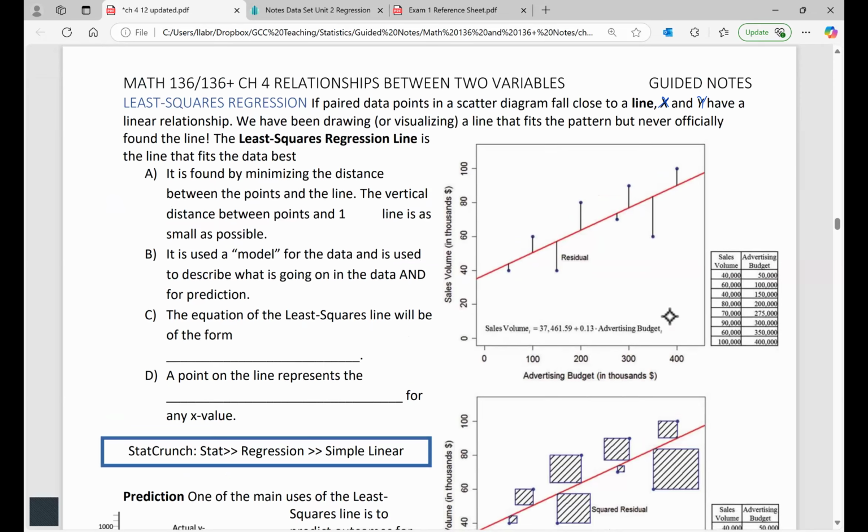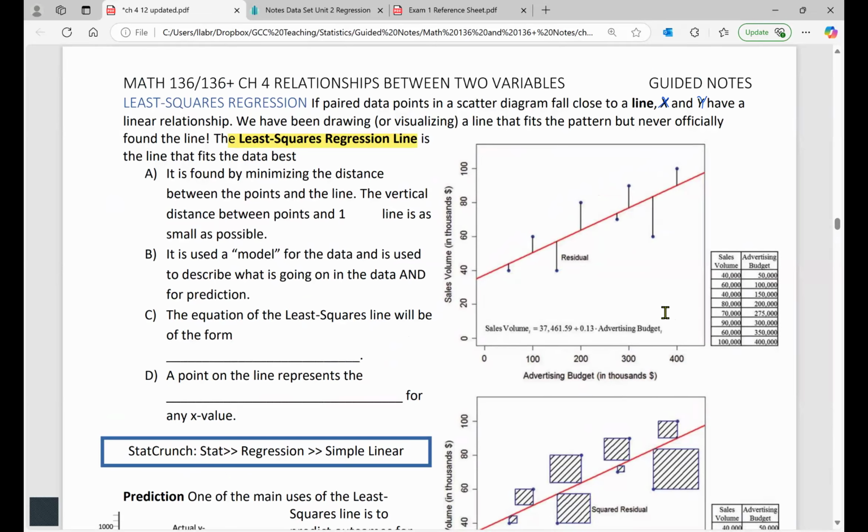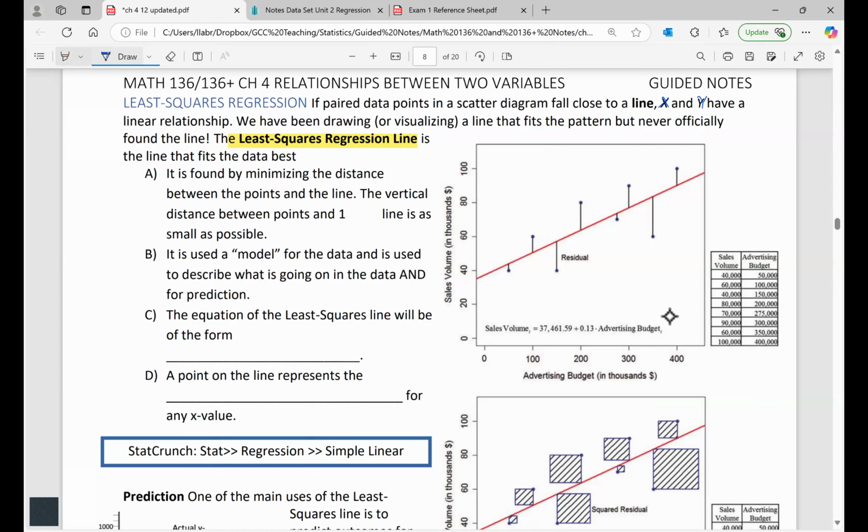Essentially what we're saying is, you've told me that there's a linear trend, so what is that line? And again, that's called the least squares regression line. It's simply a line that best fits the data.